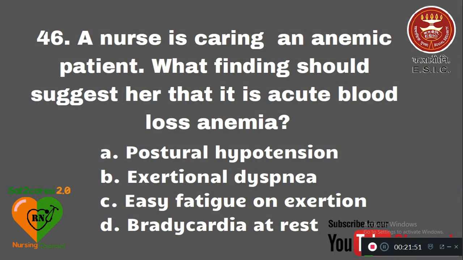46. A nurse is caring for an anemic patient. What finding should suggest to her that it is acute blood loss anemia? A. Postural hypotension. B. Exertional dyspnea. C. Easy fatigue on exertion. And D is bradycardia at rest. So the suggestion for acute blood loss anemia will be based on the symptom postural hypotension. Option A is the right answer.